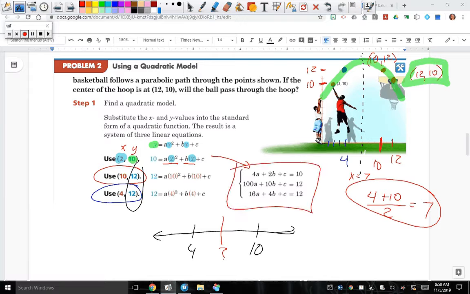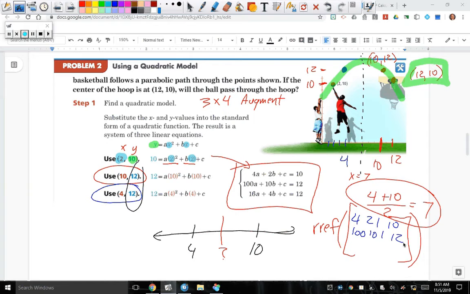We have a 3 by 4 augmented matrix, which we could put in the calculator as row reduced echelon form of, and we've done this before, 4, 2, 1, 10, 100, 10, 1, 12, and 16, 4, 1, 12. Remember, it will spit out your 1, 0, 0, 0, 1, 0, 0, 0, 1, and it will spit out your answers as far as what is A, what is B, and what is C. Any questions on this?